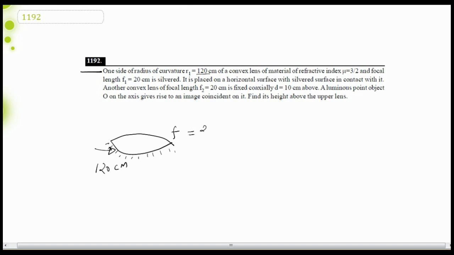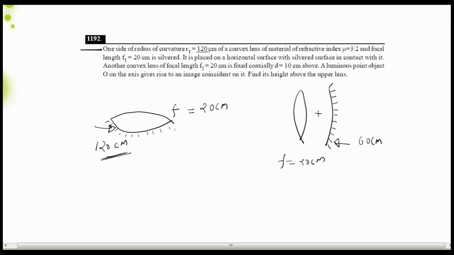The focal length of this lens is also given to you. It is 20 centimeter. When we silver a lens, it will behave like a mirror. And to find out the effective focal length of that mirror, we can add powers of lenses and mirror. The back surface of the lens can be treated as a mirror and lens. So this system consists of a lens of focal length 20 centimeter, and as the radius of curvature of the surface which was silvered was given as 120, its focal length should be half of the radius, 60 centimeter. So we have the focal length of lens and mirror.